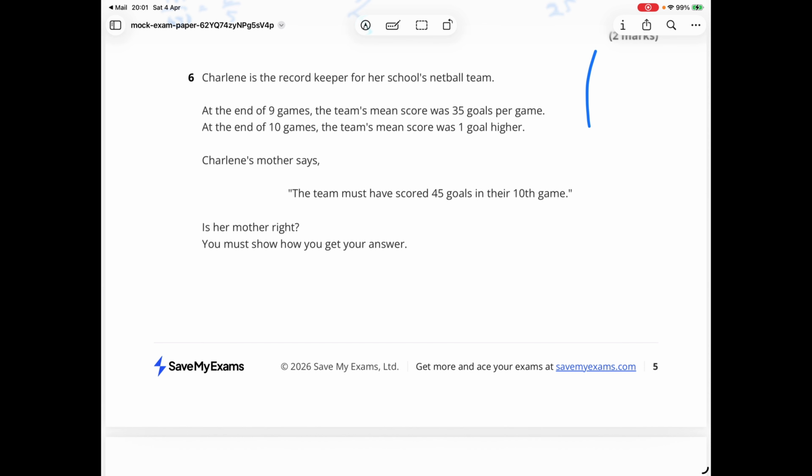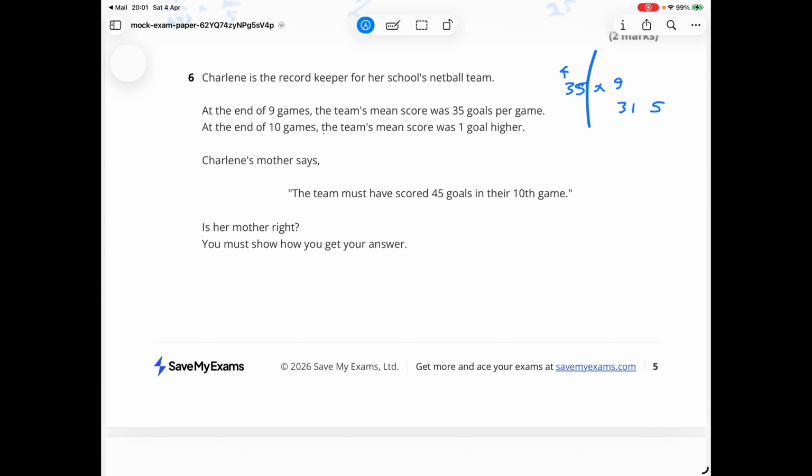Paper, and we are on question 6. Charlene is the record keeper for her school's netball team. At the end of 9 games, the team's mean score was 35 goals per game. So that means that they got 35 times 9 altogether, which is 315 across the 9 games.